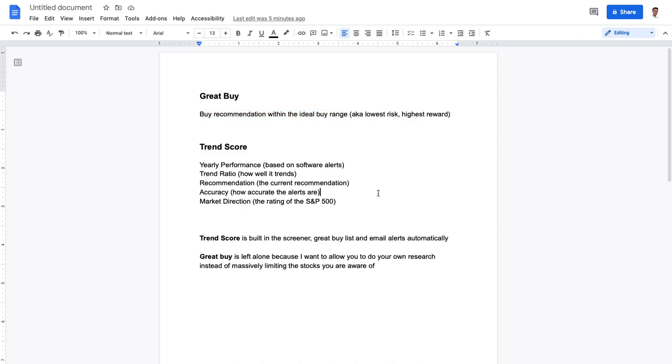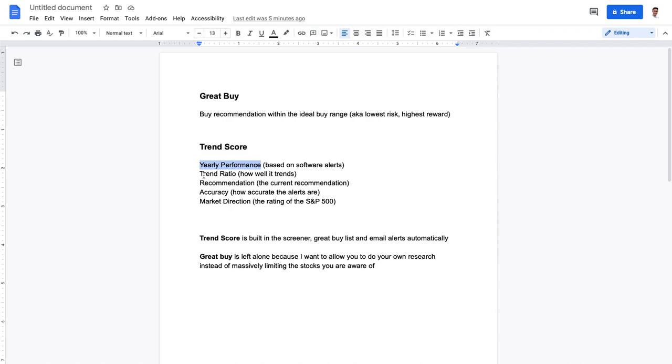Trend score is calculated based on 5 different factors. It factors in everything you want to consider for the most part, and it helps you filter by that. First, we have the yearly performance, which shows how much the stock will make on an annual return if you follow the exact Impeccable Stock game plan. Some stocks are 15% a year, some are 5, some are 20. It just depends.